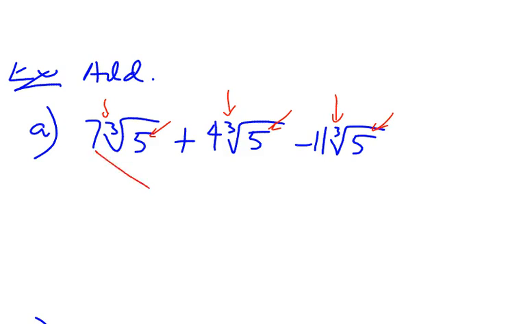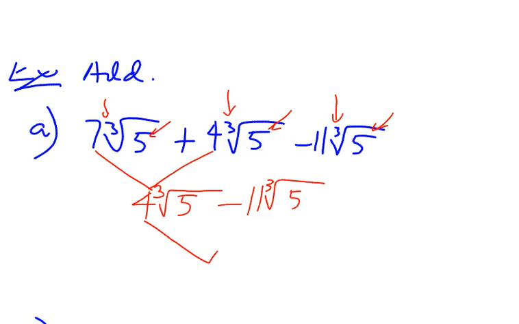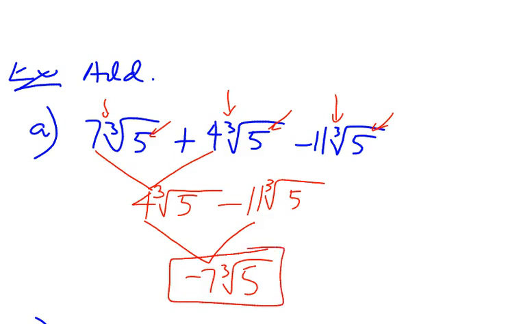Well, the coefficient of the first radical is 7. The coefficient of the second radical is 4. 7 plus 4 is 11. And I keep the radical the same. So 11 cube roots of 5. Now, minus 11 cube roots of 5. Well, 11 cube roots of 5 minus 11 cube roots of 5 is 0. And I've just added and subtracted radicals.